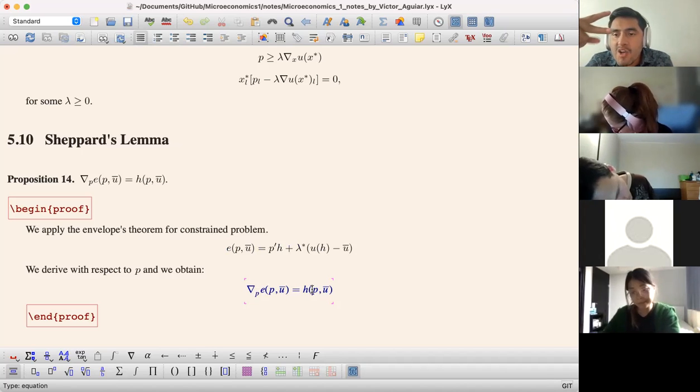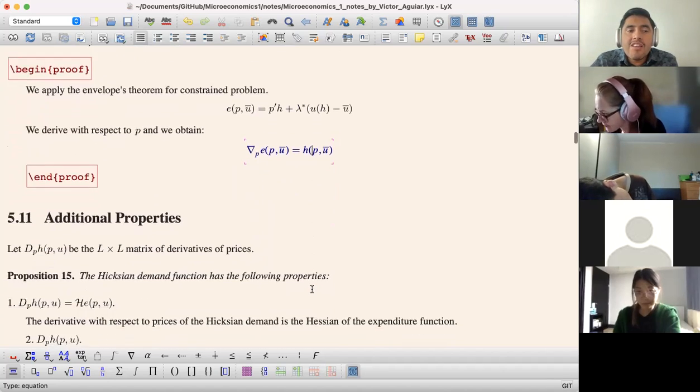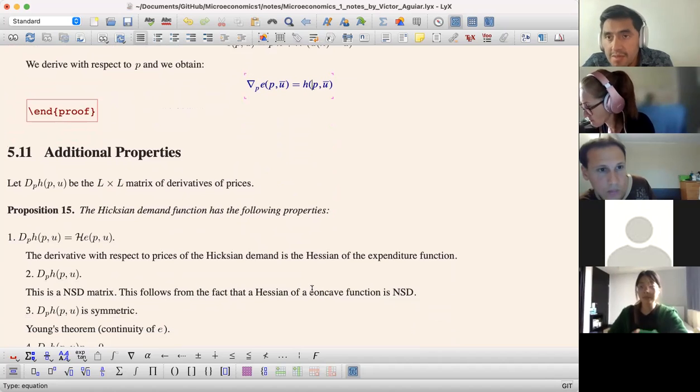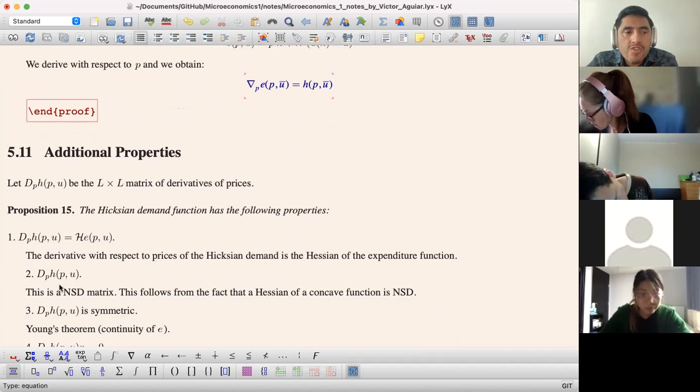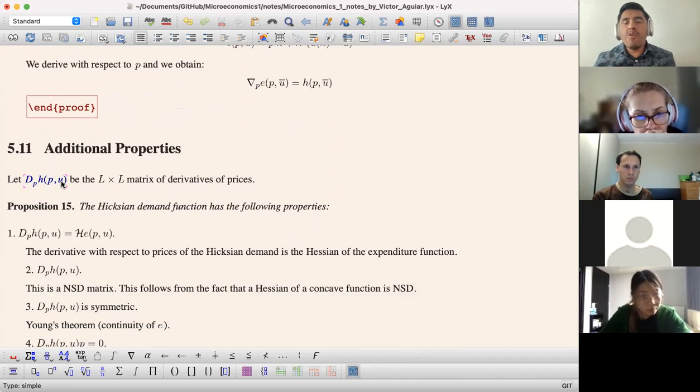So if you differentiate a concave function twice, what do you get? You get a Hessian, a matrix of second-order derivatives, which happens to be negative semi-definite. I'm going to explain this in a second, but it tells you something very cool: the comparative statics of the expenditure function are really rich and simple. In particular, let's introduce this object, capital D sub P of h(p,u). First of all, what is this object? As you can imagine, it is the Jacobian of the Hicksian demand.